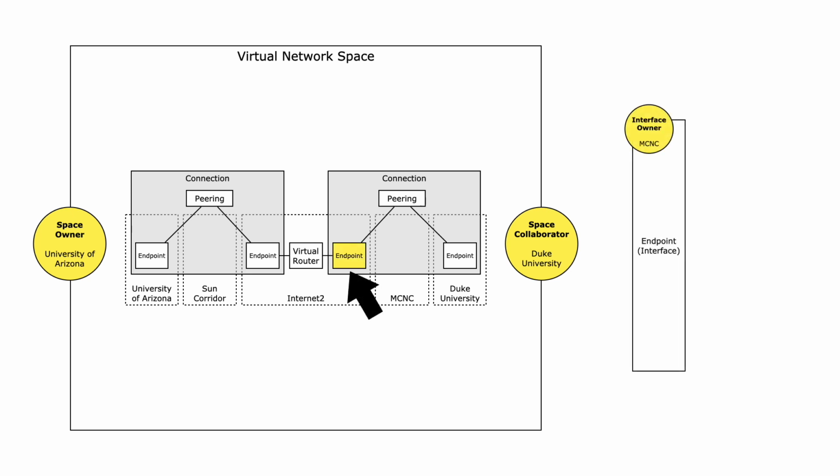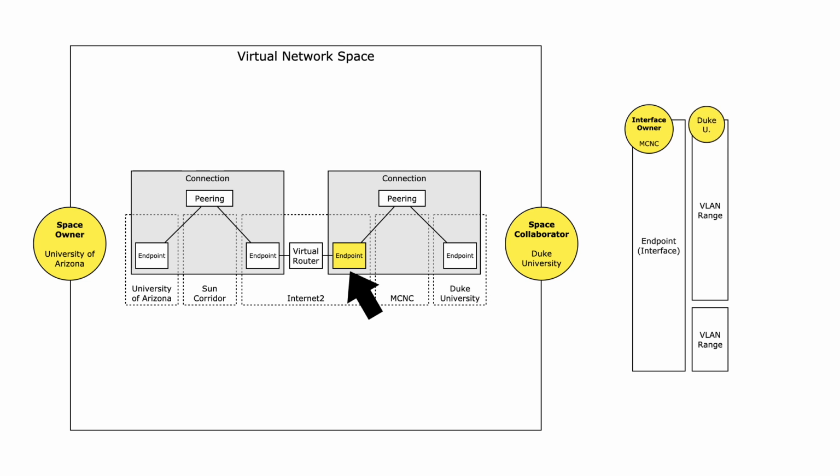Let's talk about the interfaces and permissions required to be able to even create these connections in the first place. This endpoint is owned by MCNC. MCNC can use Insight Console to delegate VLAN ranges on that endpoint to other organizations, in this case, Duke University. MCNC has to do this in order to allow Duke University to provision a virtual network connection across that endpoint.